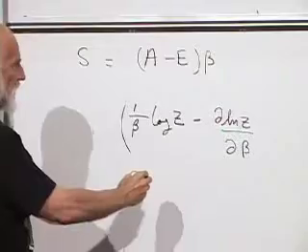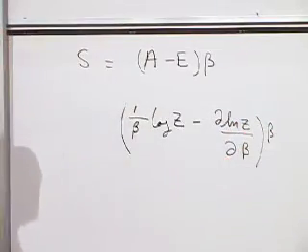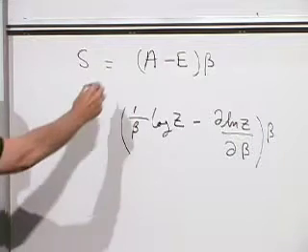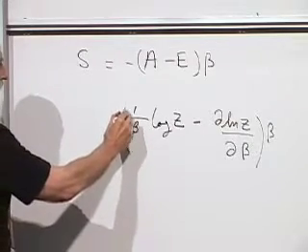All, I think, times beta, right? By the way, I think it's E minus A. Is it E minus A or A minus E? E minus A? I can never remember.